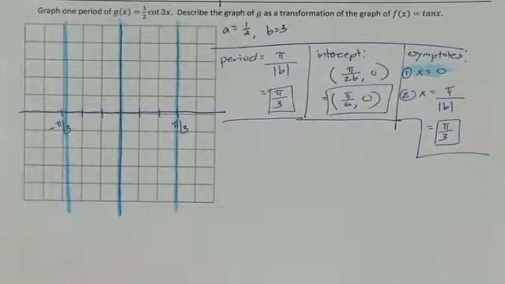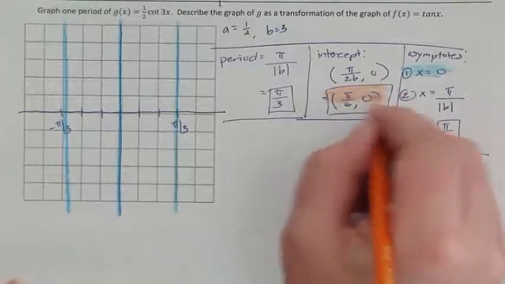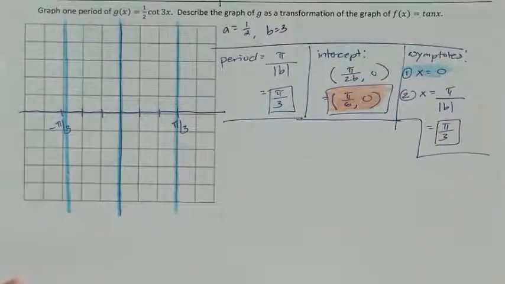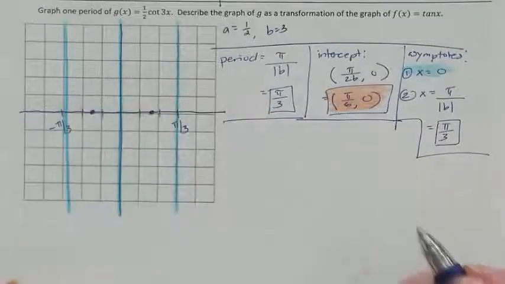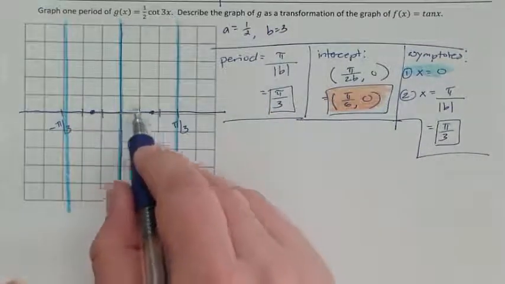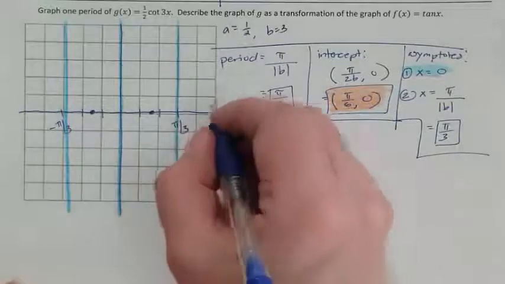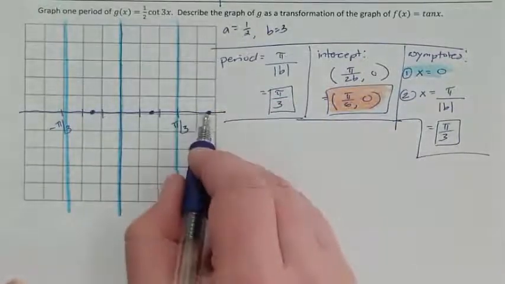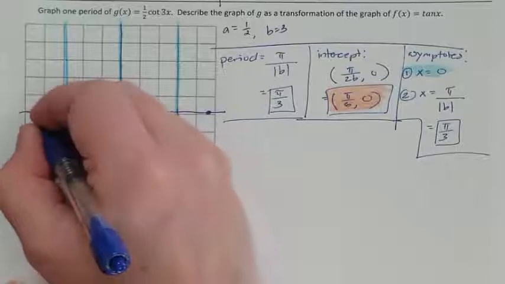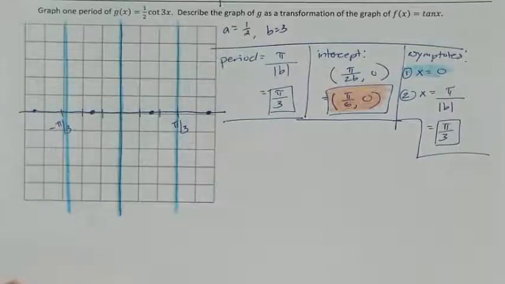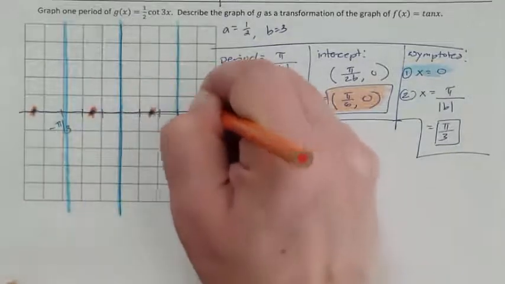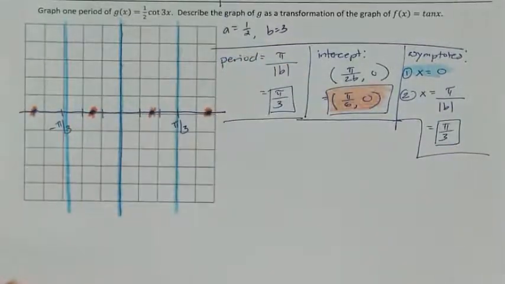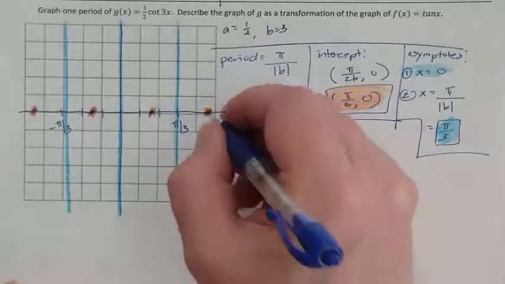My intercept is right here at pi sixths, 0, and that is right in the middle, which is right here. And so it's right in the middle again, which is right here. And that was 1.5. So 1.5, the other intercept would be there. 1.5, we would actually have another intercept here. So the way we scaled it is going to show us 4 periods. So now let's go ahead and find our halfway points.